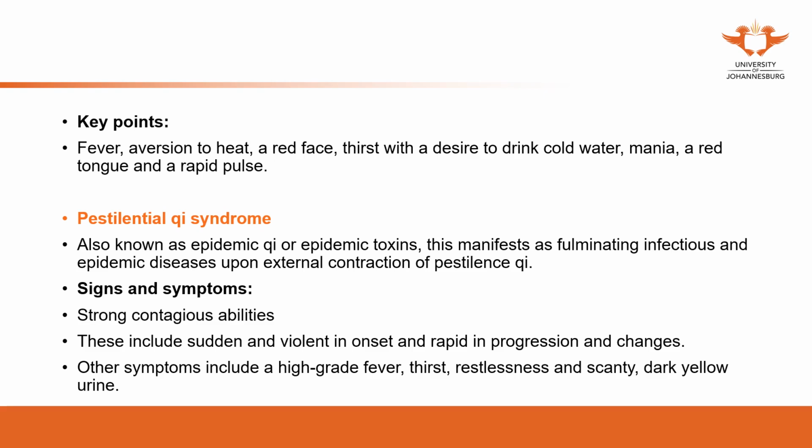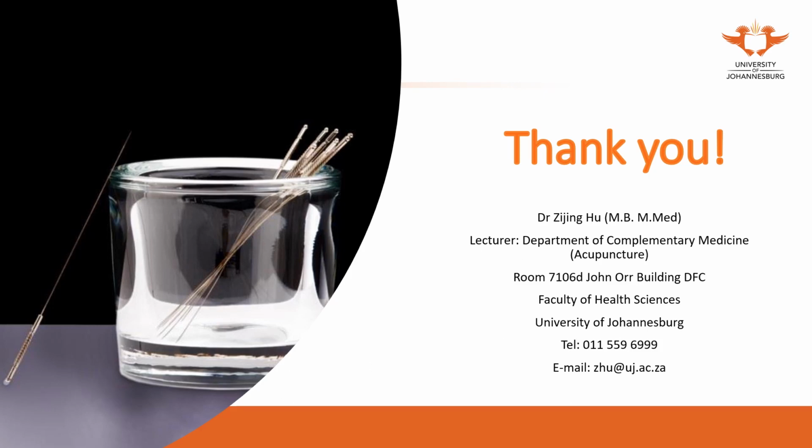Pestilential qi is the one we called pestilential qi before. The characteristics are strong contagious ability, sudden violent onset, rapid progression and changes, high-grade fever, thirst, restlessness. These are the different characteristics of pestilential qi. Pestilential qi also can present with other manifestations, depending on the specific pestilential qi, and which one of the six exogenous pathogens is dominant.